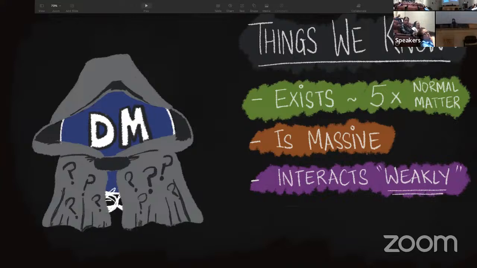We also know that it interacts weakly. So we're sure it interacts gravitationally. We're not sure if there are other interactions. But if there are, because dark matter is invisible, it has to have interactions that are, quote unquote, weak. And we're going to discuss more about what we exactly mean when we say weak interactions as we go through the talk.